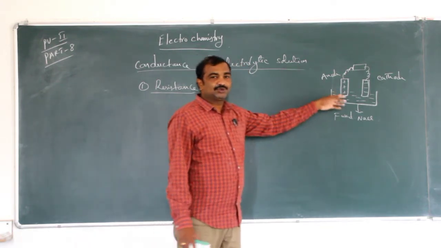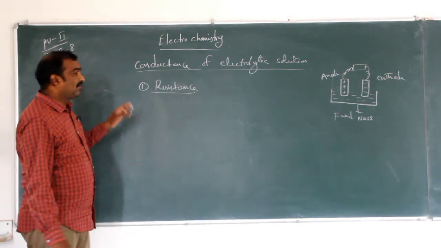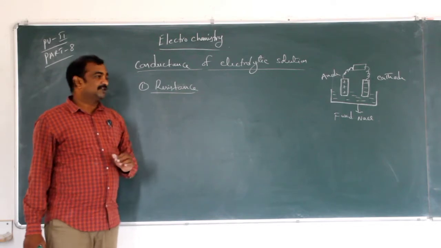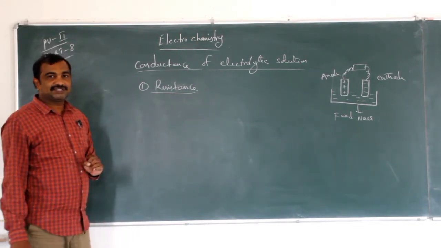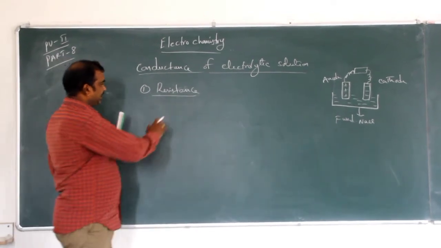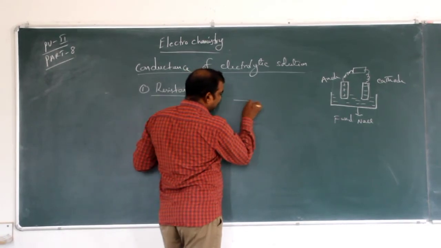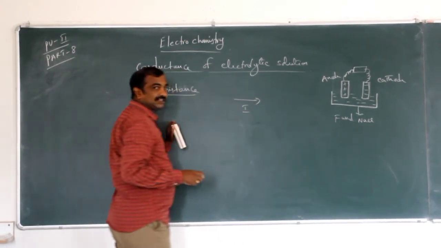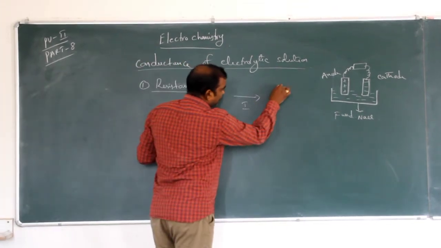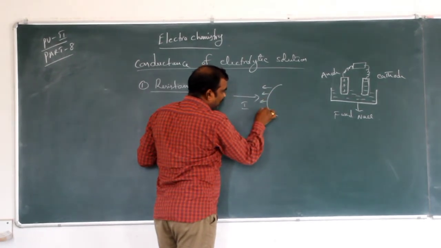So by using this electrolytic cell, we are going to discuss resistance and all the factors in conductance of electrolytic solution. If you take the first one, the resistance, what is resistance? Look here. Resistance means, when the current is flowing, any force that will oppose the flow of current.